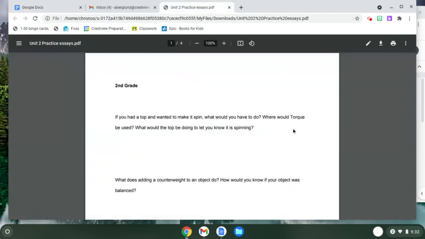So it is time for us in our journals. We are going to do our practice essays. What I want you to do is take out your science notebook and please put today's date, whatever today's date is, at the top.